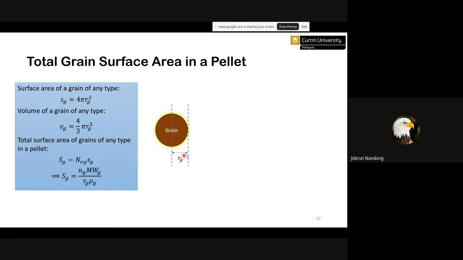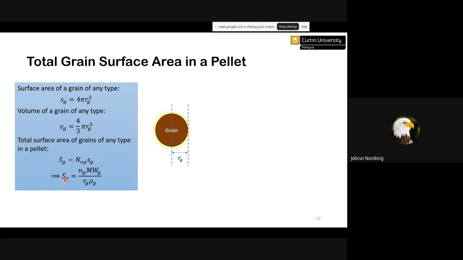We assume in this case the radius of the grain is constant or fixed. But in practice, again, it could change depending on the type of the grain. But here we just deal with a simple case first. Let's say we assume this one is constant. Then also we can have a volume for the grain that is 4 over 3 pi Rg cubed.